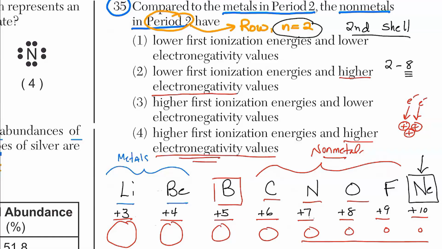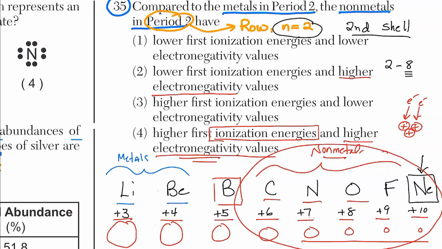Another word for attraction is electronegativity. Now, the other word, ionization energy, everyone forgets. It's the energy needed to pull an electron away. Well, if you're pulling electrons in closer, hello, you're going to hold on to them tighter. It's going to take more energy to remove them. So the best answer here is choice 4, higher first ionization energy and higher electronegativity. And that's totally based upon something you should already know, the trends.